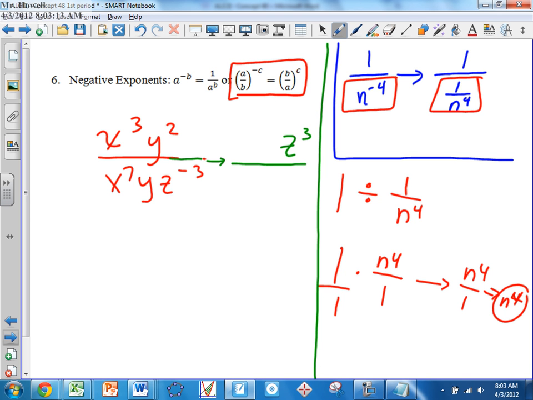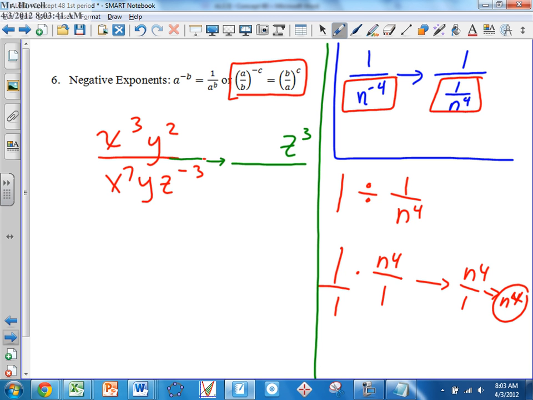Next, I've got x to the 3rd over x to the 7th. What do you got here for me? Look at the x to the 3rd and the x to the 7th. What do those simplify to be? Be careful. Negative 4. Okay. Or 1 over x to the 4, to the positive 4 there.